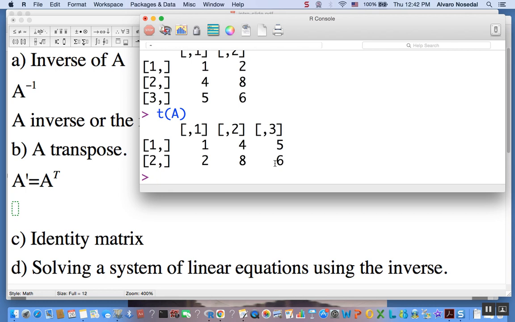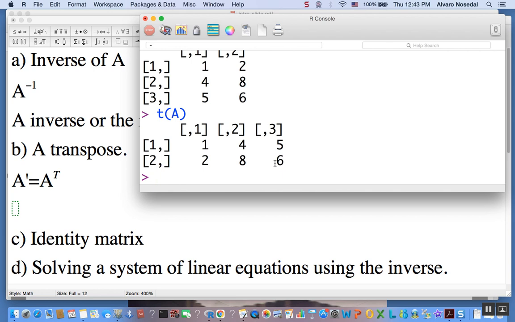Now we are going to proceed to talk about the identity matrix. So the identity matrix is a square matrix. Again, a square matrix is a matrix with the same number of rows and columns. So the identity matrix is square, it's symmetric, and with ones on the main diagonal and zeros elsewhere.